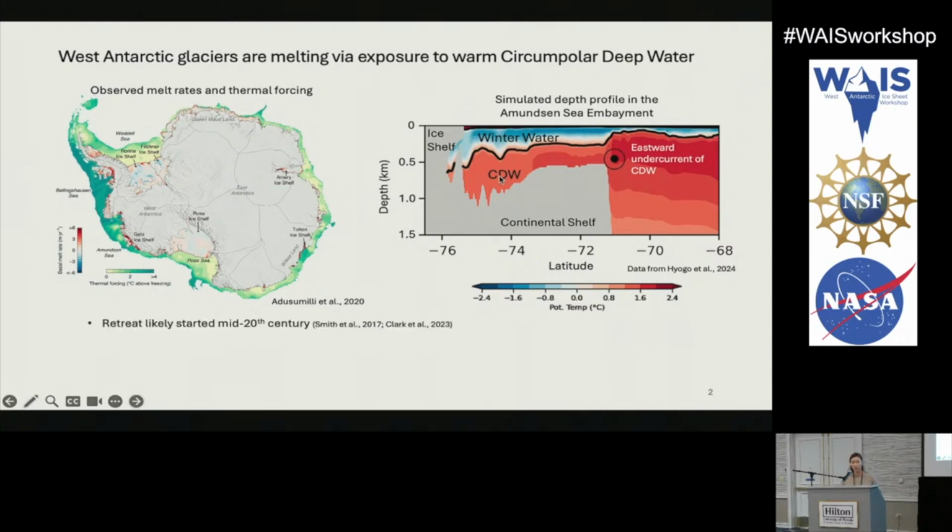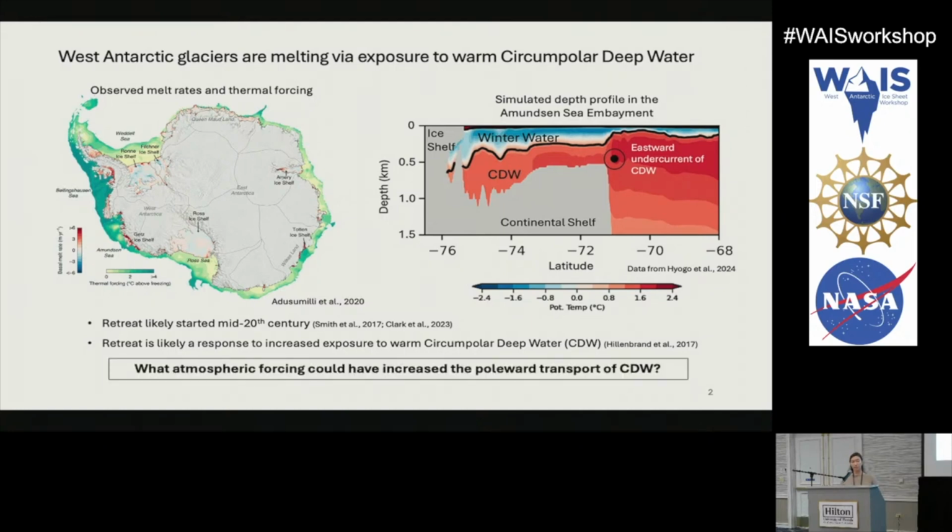So the glaciers have been retreating ever since we've been observing them. There's evidence from sediment cores that this retreat started sometime in the mid-20th century. And in order for that to have happened, there must have been some sort of change in the ocean to have caused that. And it would make sense for that to be an increase in the amount of circumpolar deep water that has made it towards the ice shelves. And for an increase in CDW to have happened, there must have been an atmospheric forcing to trigger that change in ocean circulation. But since we have limited observations, we don't know what that atmospheric forcing could have been.